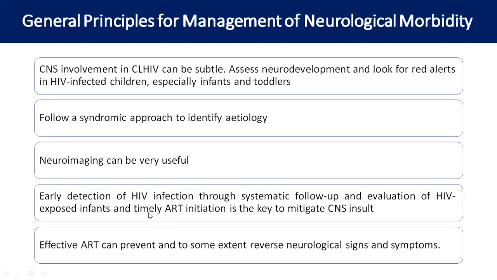What are the general principles of management of these patients? CNS involvement in these patients can be subtle. We need to assess the neurodevelopment and look for red alert signs in these patients, especially in infants and toddlers. Follow a syndromic approach to identify the etiology. Neuroimaging can be very useful. Early detection of HIV infection through systematic follow-up and evaluation of HIV-exposed patients, and timely ART initiation, is the key to mitigating CNS insult, and effective ART can to some extent reverse the neurological signs and symptoms.